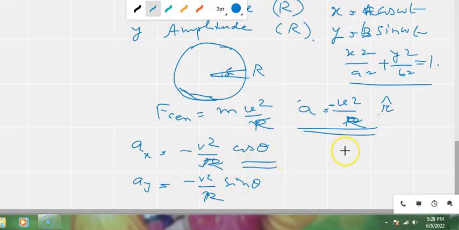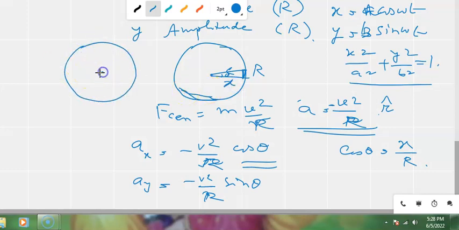So here what is cos theta? Cos theta is nothing but x by r. This is x when it is theta. I think let us make another circle so that it is more clear. This is x and this is theta. So we will plug this into this equation.